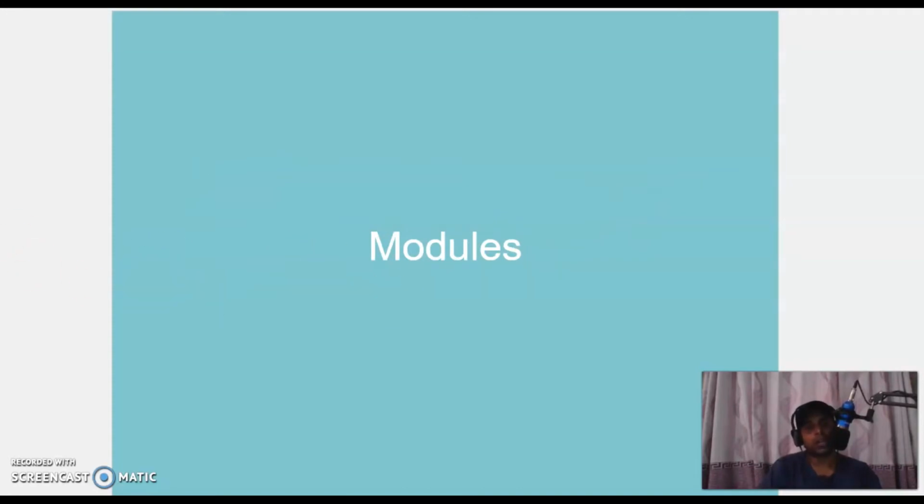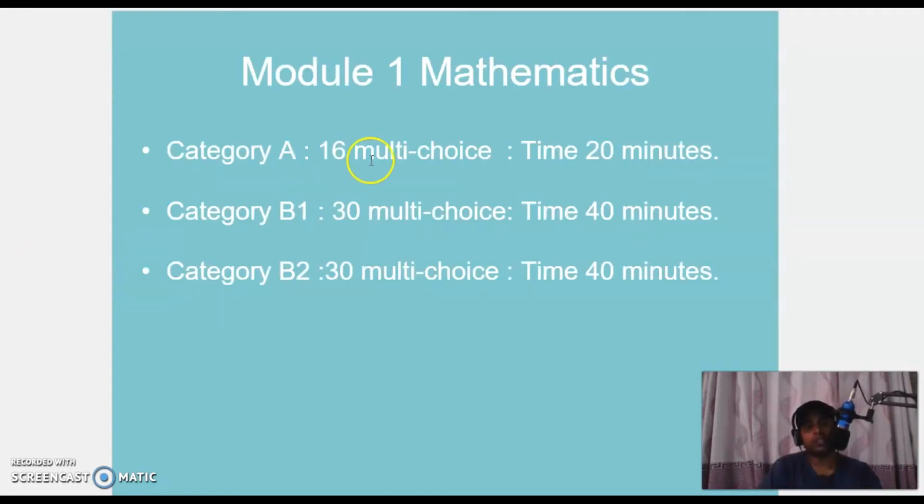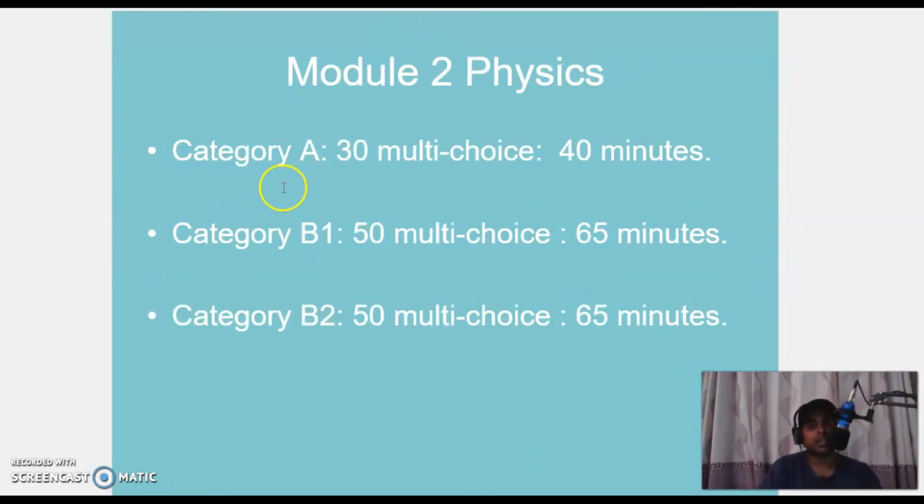Okay, let's move to modules. What types of modules are there? Okay, the first module is mathematics. It's very easy. Category A people have to face 16 MCQ questions and they will give 20 minutes. Category B1, 30 MCQ questions, time is 40 minutes. Category B2, 30 MCQ questions and time is 40 minutes. Module 2 physics, category A 30 MCQ, they will give 40 minutes, B1 50 MCQ 60 minutes, and B2 50 MCQs and 65 minutes.